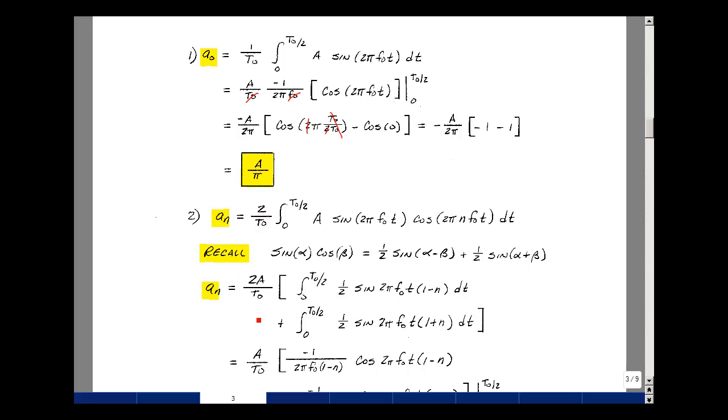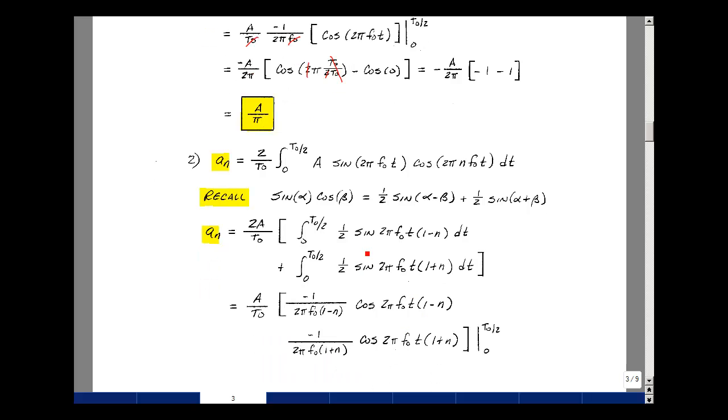We have 2 over T0. I can bring out the A, leaving the integral from 0 to T0 over 2. I'll take this product, so it's going to be 1/2 the sine, and I'm going to take the difference of these two terms. I have a common 2 pi f0, so I'll pull that out. I have a 1 here and an n, so I'll take 1 minus n. For the second term, we'll have a plus, so I'll have 1 plus n.